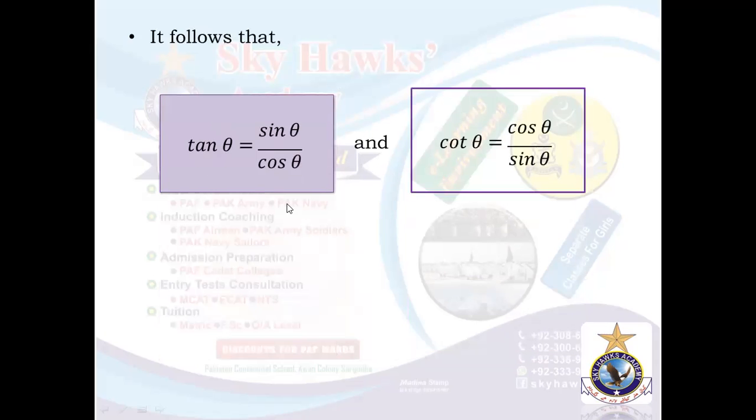Anyhow, it follows that tangent theta is sine theta over cos theta. What I mean to say is that tangent is basically the ratio between sines and cosines. If sine theta and cos theta are there, you can find the tangent just by dividing the sine theta by the cos theta.